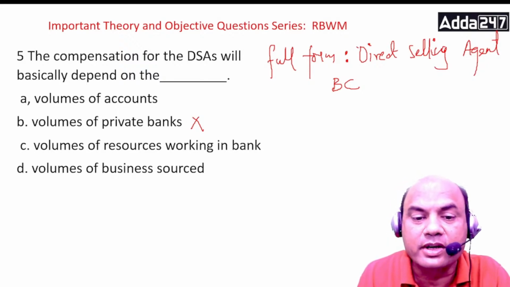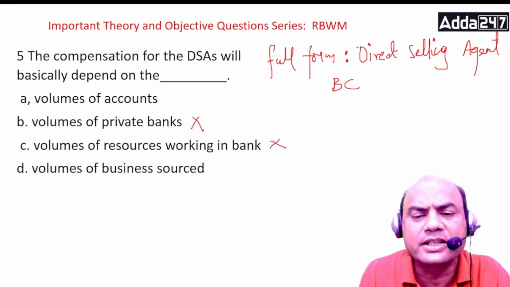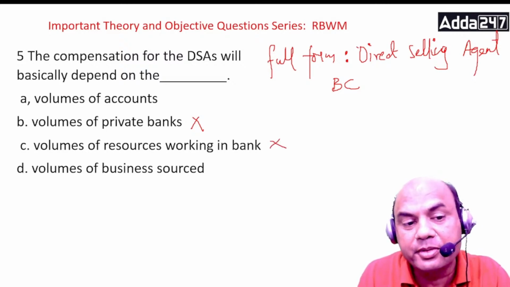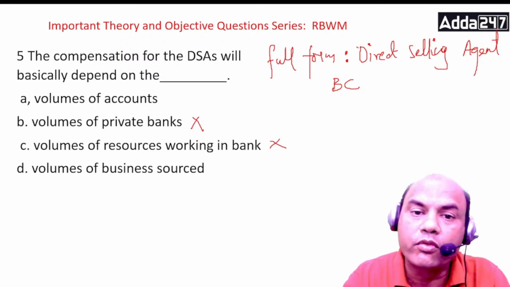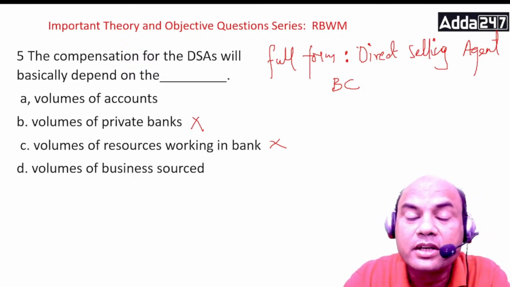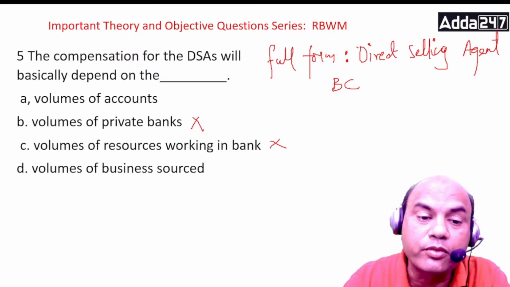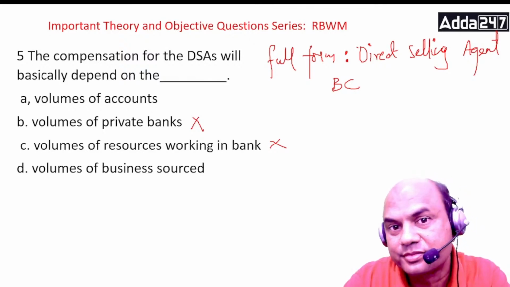Working resources means how many staff are working in the bank. What has the DSA to do with it? The problem is only between A and D. Volume of accounts or volume of business sourced means how many accounts have grown, and what is the volume of business sourced.